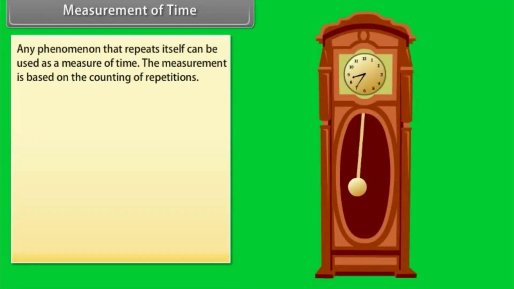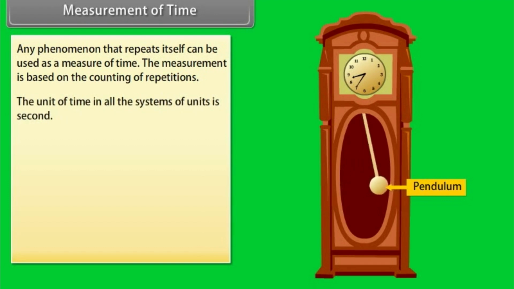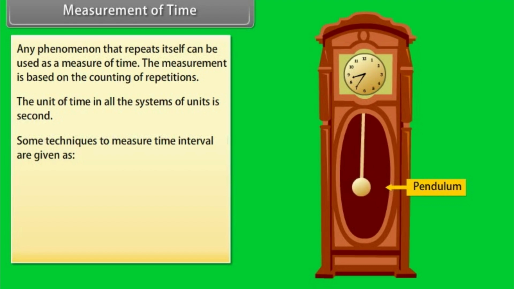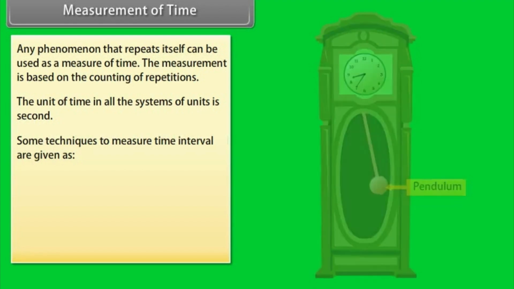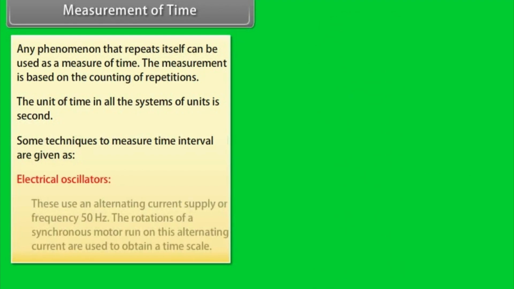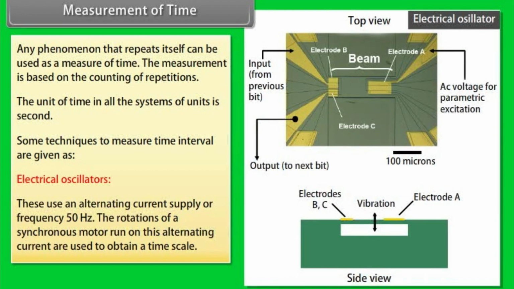Measurement of time. Any phenomenon that repeats itself can be used as a measure of time. The measurement is based on the counting of repetitions. The unit of time in all the systems of units is second. Some techniques to measure time intervals are given. Electrical oscillators use an alternating current supply of frequency 50 Hz. The rotations of a synchronous motor run on this alternating current are used to obtain a time scale.